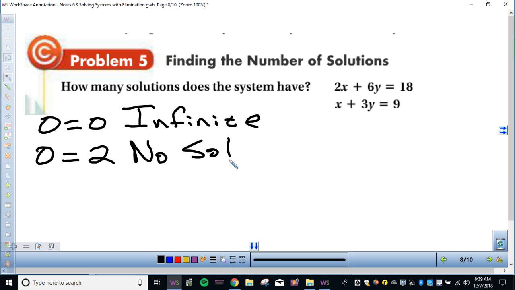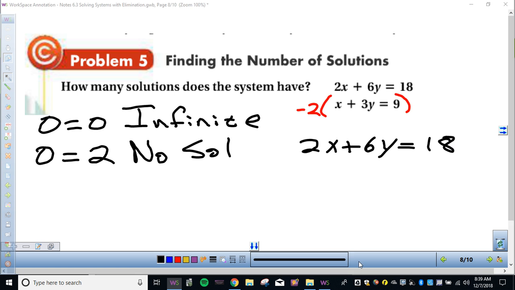If I want to cancel out the x's, Blaze, what am I going to multiply by? So if I want to make this negative 2x, what do I have to multiply it by? Negative 2. Okay? So we're going to multiply this bottom equation by negative 2. So I'm going to rewrite the top equation. Brooke, what do I get for the bottom equation? Negative 2x minus 6y equals negative 18.